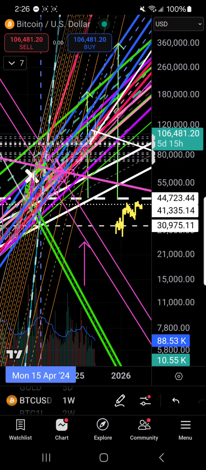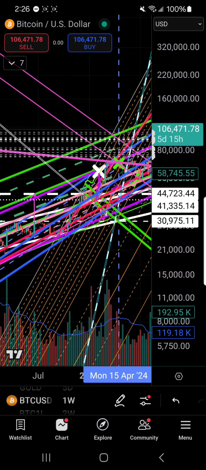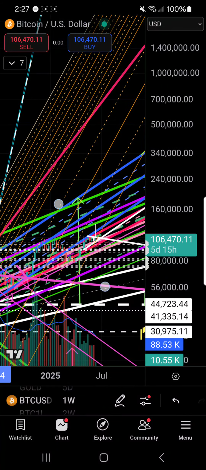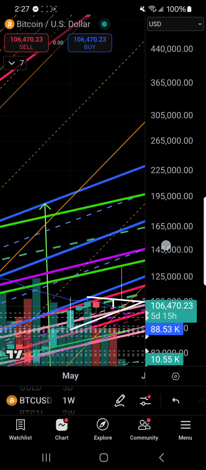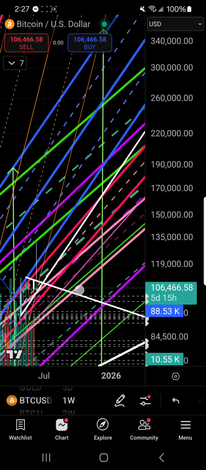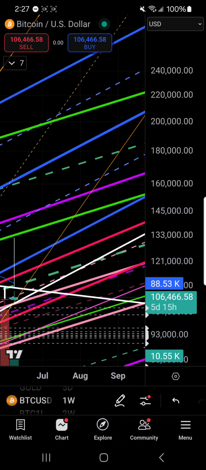Anyway, so what was I talking about? Oh, where we're going to go. And it kind of has to do with these green channels here. Anyway, all you have to know is that these green channels have significance.